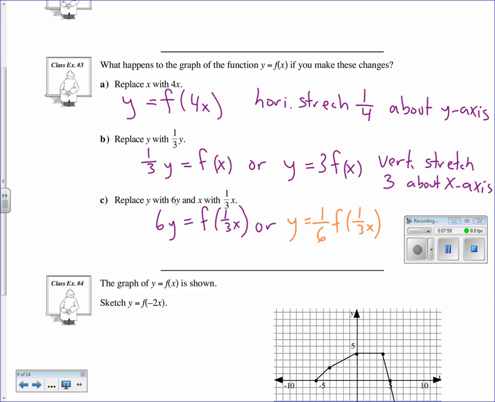And the last one has both stretches in it. It has a vertical stretch of 1/6 about the x-axis. So my vertical is 1/6 about the x-axis. And I have a horizontal stretch of 3. Remember, the horizontal always is reciprocal about the y-axis.